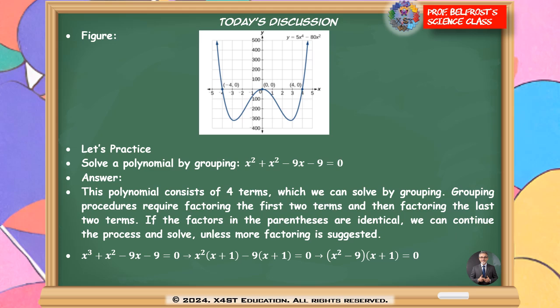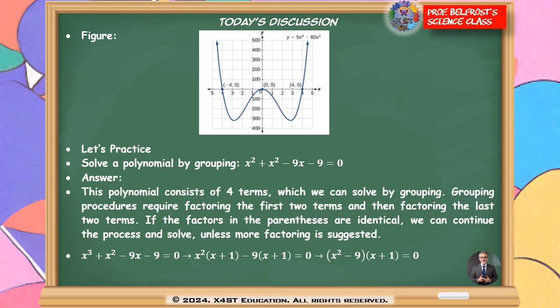The second example is to solve a polynomial by grouping. The equation is, I'm sorry, not x squared plus x squared, but x cubed plus x squared minus 9x minus 9 equals 0. Sometimes I mistype it because I prepare it online. So x cubed plus x squared minus 9x minus 9 equals 0. We need to group it: x squared times (x plus 1) minus 9 times (x plus 1). So you see, we can factor it out now: (x squared minus 9) times (x plus 1) equals 0.